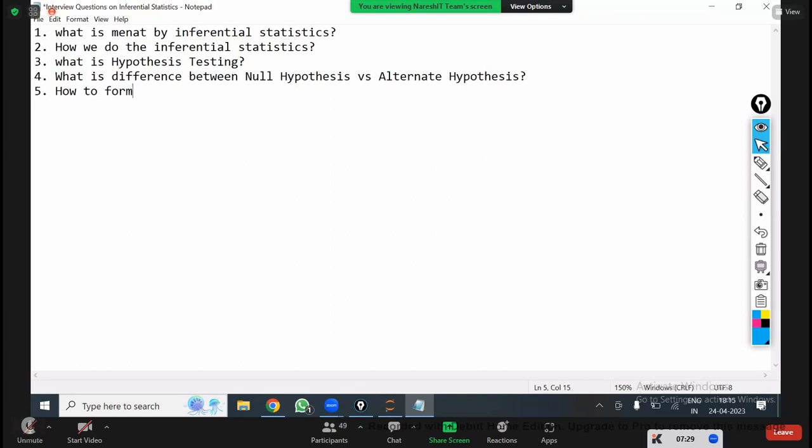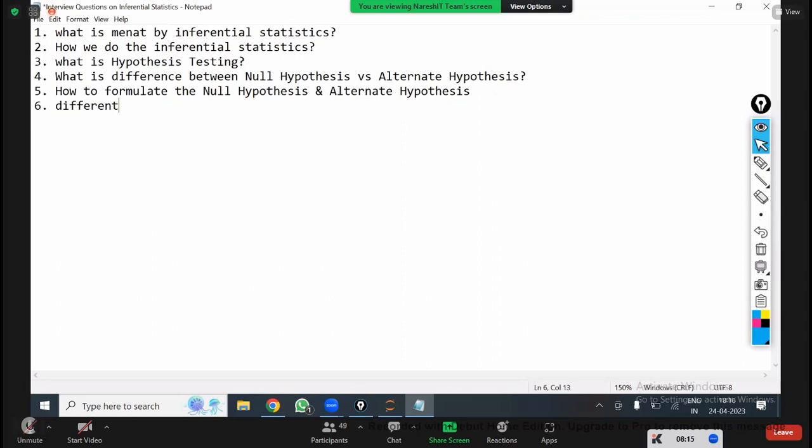Next, what are the different types of tests available? What are the different hypothesis tests available? We have parametric tests and non-parametric tests. Question number 7. What is the difference between parametric and non-parametric tests?